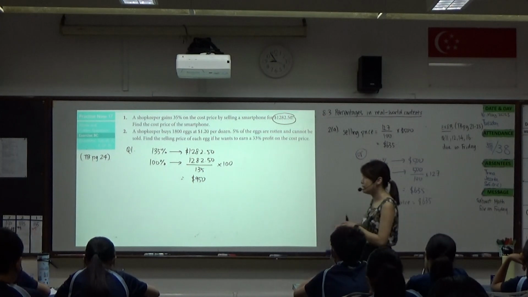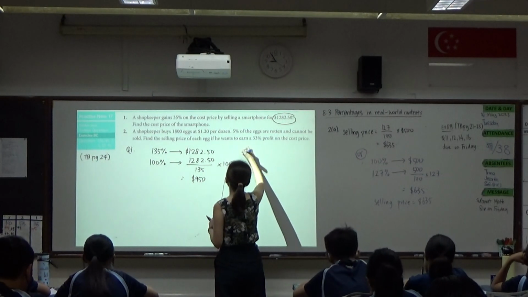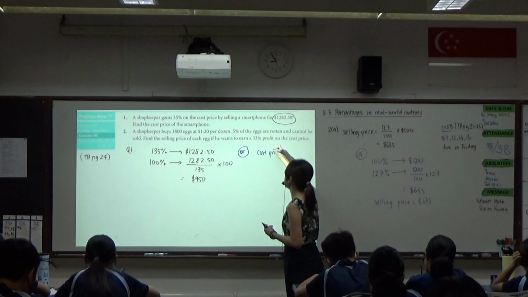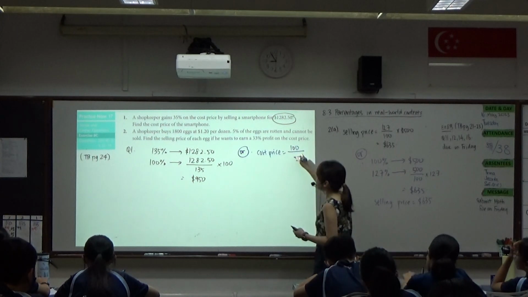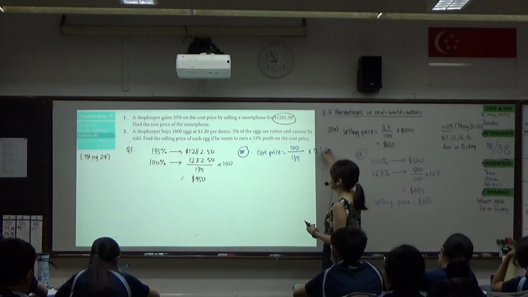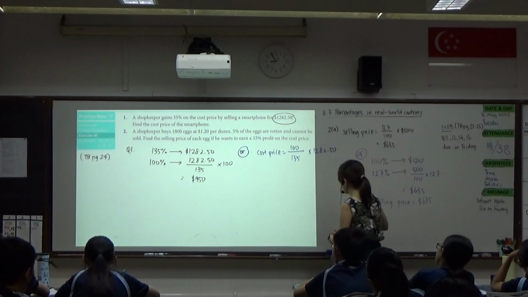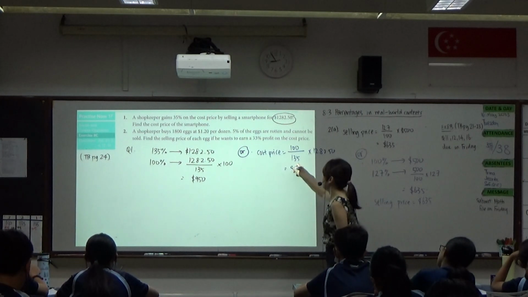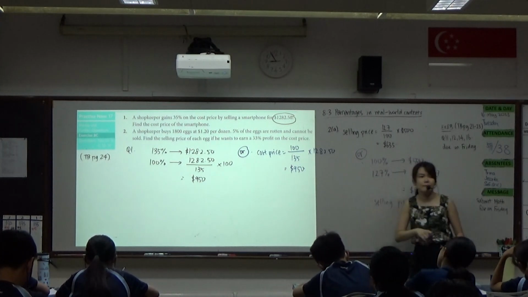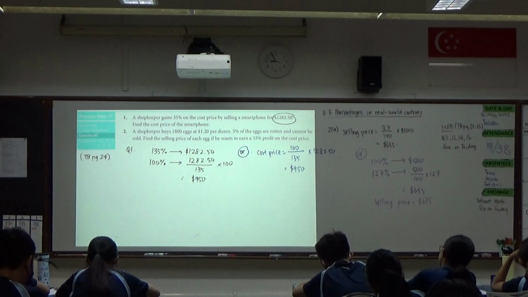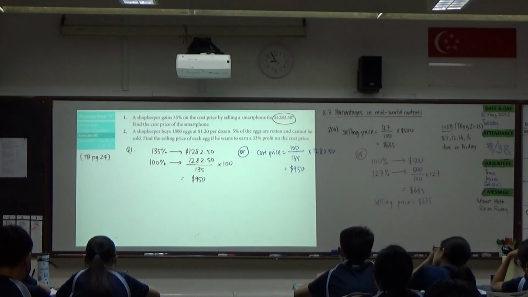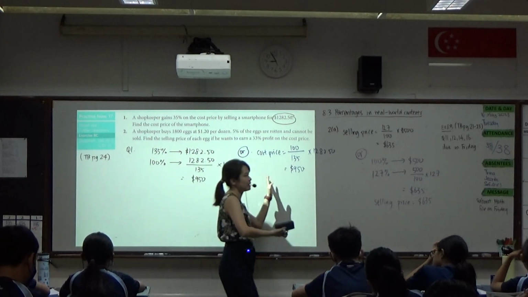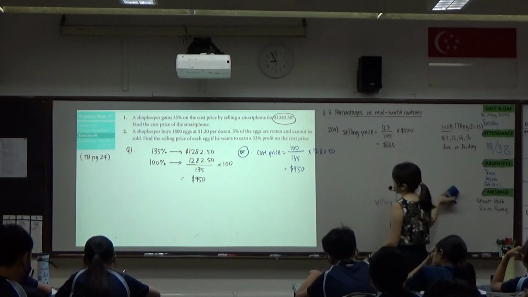Alternatively, if you wanted to present it in this way, you could find out the cost price by saying that we're finding 100 out of 135 times 1282.50. Then we will get the same value. So I leave it up to you whether you want to present it in such a manner or in such a manner. I'm okay with both because both are acceptable.